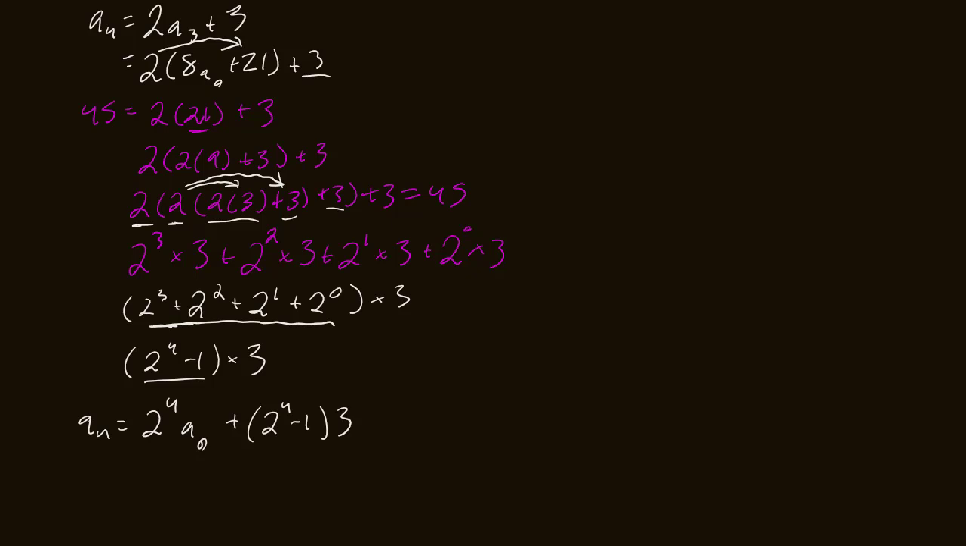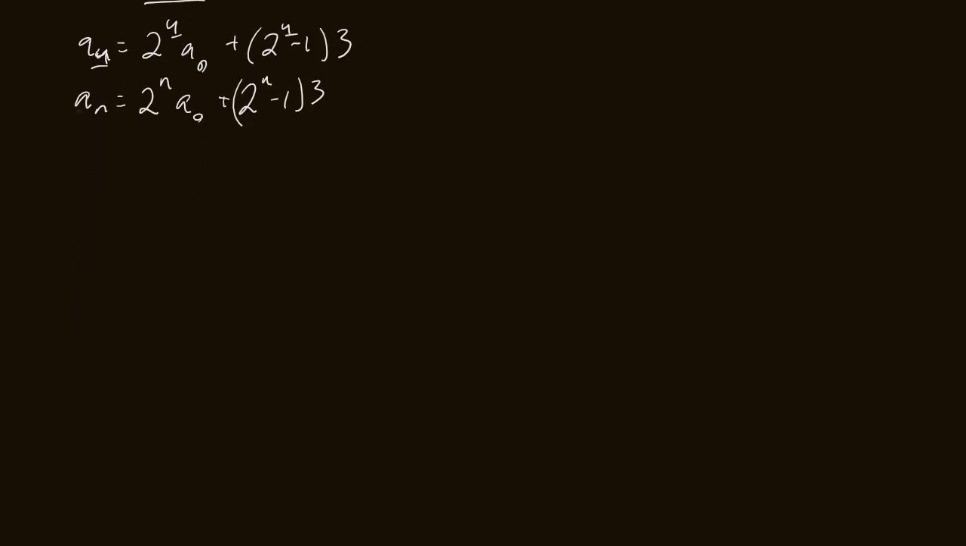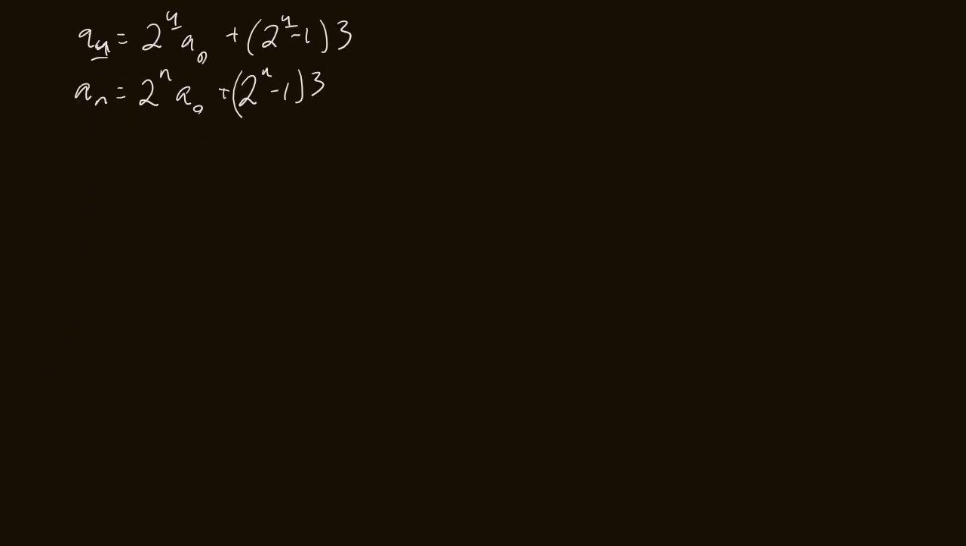So it looks like there's a lot of 4s here. It looks like this is supposed to be a 4. It looks like a sub n will be 2 to the n, a naught, plus 2 to the n minus 1 times 3. To make this a little simpler, let's multiply our 3 out. So we have a sub n is going to be equal to 2 to the n, a naught, plus 3 times 2 to the n minus 3.